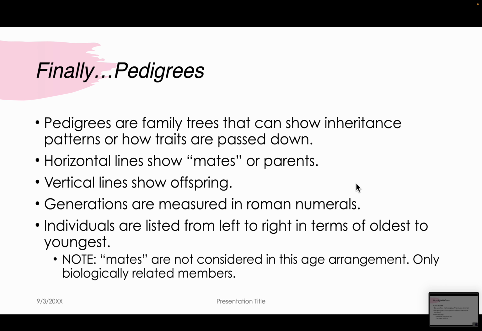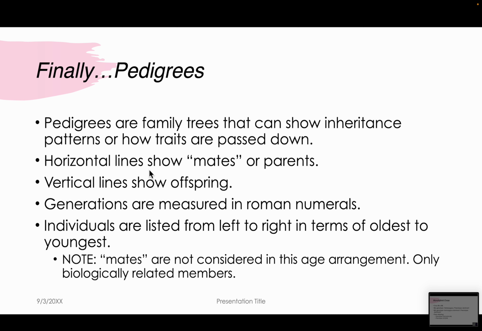Vertical lines show parents to offspring, or parents to children. Generations are measured in Roman numerals. You'll usually see them off to the side, whether it be left or right or whatever. And then individuals are listed from left to right in terms of oldest to youngest. It may reset depending on who made the pedigree or what pedigree you're looking at. Some numbers may reset between generations.